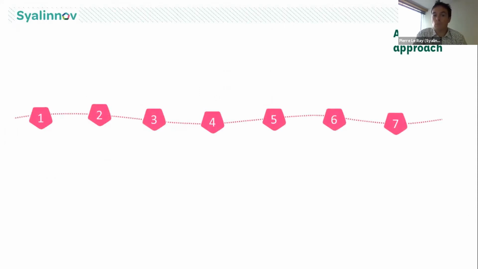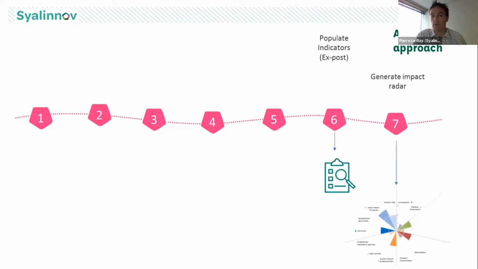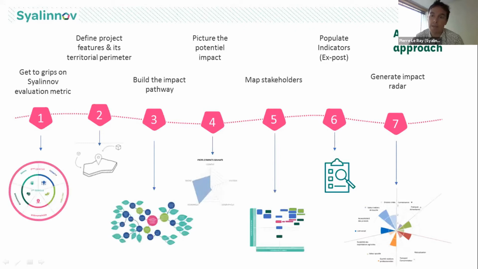So today, Syalinnov is a 7-step approach. We talk about approach rather than methodology because it integrates a set of indicators you can populate, and it generates an impact radar. But it also offers different tools and steps that should enable the coordination team of a food system project to elaborate their theory of change. So I'm going to go into more detail on each step.